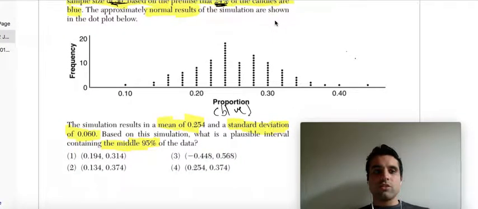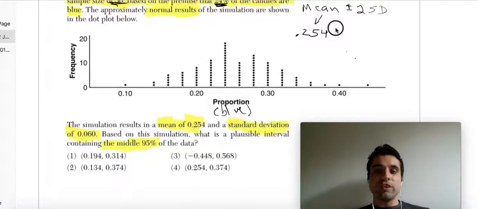So we're gonna write it out. So mean plus and minus 2 standard deviations, where the mean is 0.254, which is pretty close to the 24% that was claimed, right? So that's to be expected. Plus and minus 2 times 0.060. And I'm just going to use the calculator to get that real quickly.